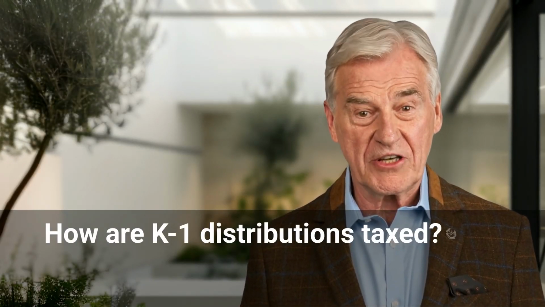How are K-1 distributions taxed? For general partners in a pass-through business, income distributed from the company is typically considered earned income, and the partner will owe income tax and self-employment taxes, both the employee and employer contributions to Social Security and Medicare, on the distribution. Since the partnership has already calculated expenses and income, the income, if any, reported to the partner on a K-1 is generally income.